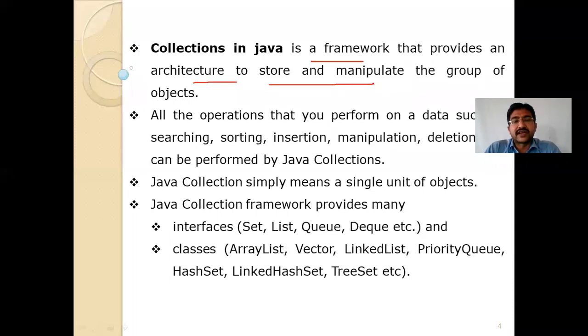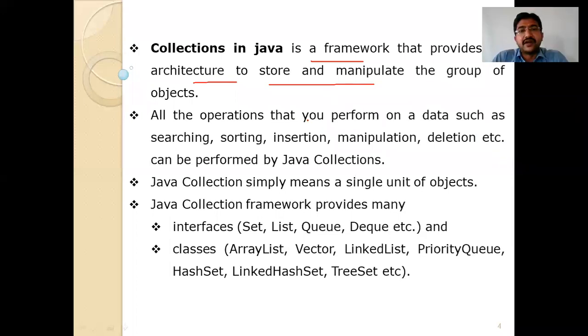To create an object for a class, we use the class name and create it as an object name. Then all the operations are performed on it. For example, for an array, what operations can we perform? We can sort the array, search the array, perform indexing, join, and so on. All the operations that you perform on data, such as searching, sorting, insertion, manipulation, and deletion, are performed by Java collections.